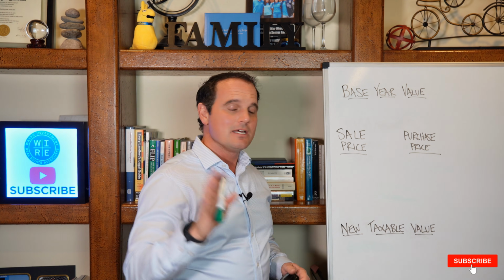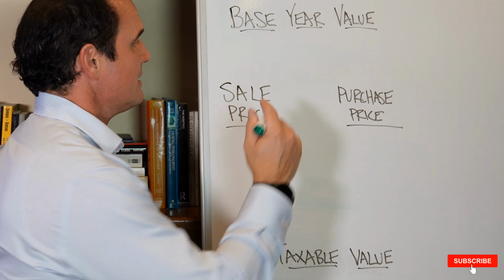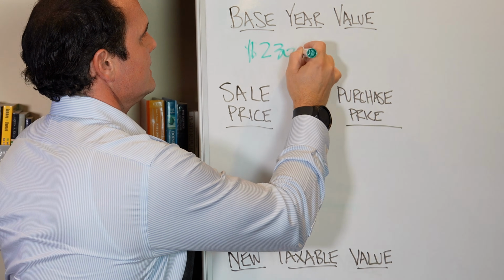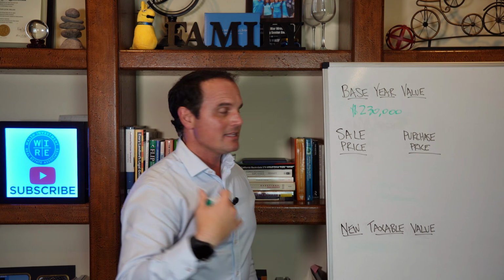So let's run through some math. We're going to run through a Proposition 19 example. Don't get scared away by the numbers. It's not that complicated. It really boils down to just 3 numbers like we talked about. So the first number we have is the base year value, and we're going to use that number from the example I showed you in Los Angeles, which we're going to round to $230,000. That's the base year value they bought in 1984.